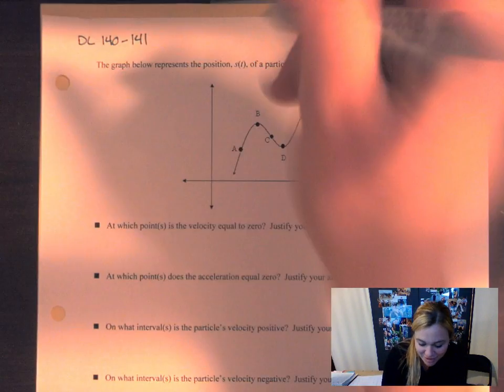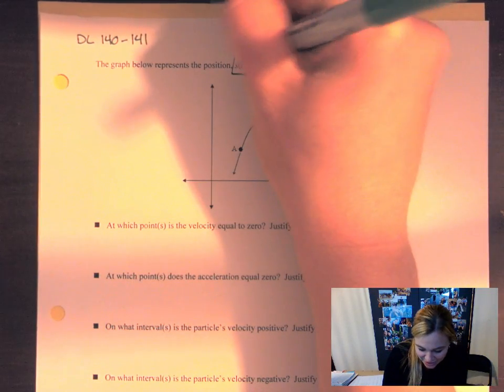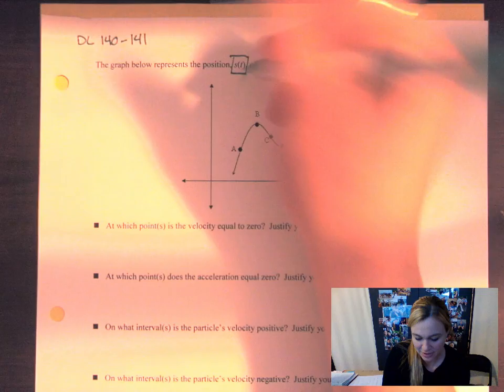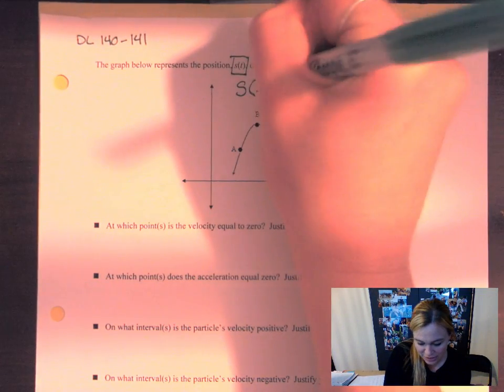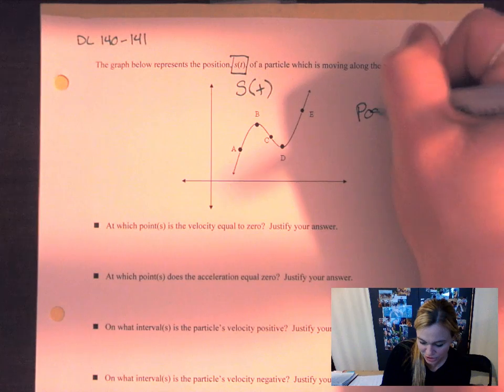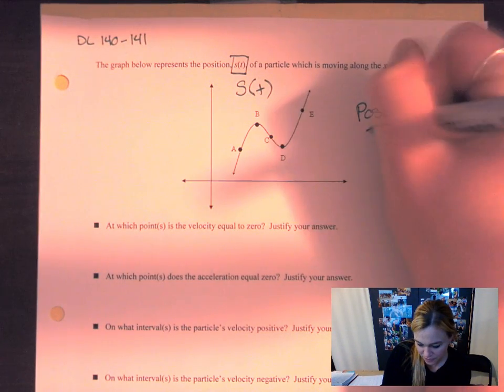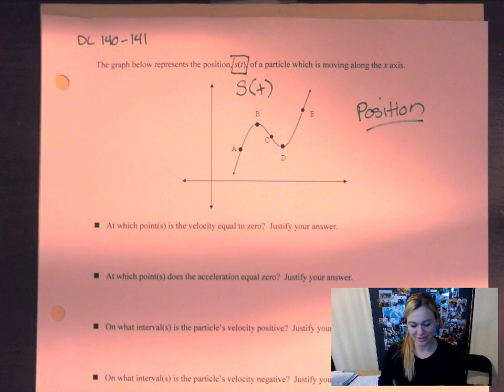Here we've got the graph below, which represents position S of t. Okay, I'll go with it. This is S of t. If you need to write really big that this is the position function, you do what you need to do. This is S of t.